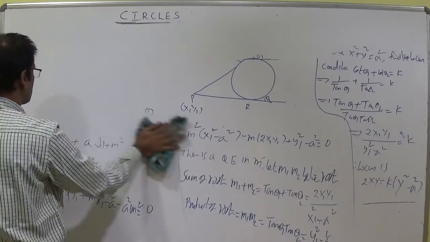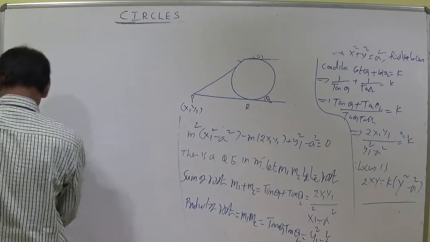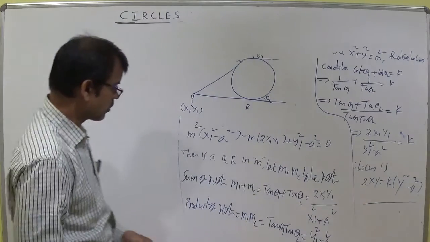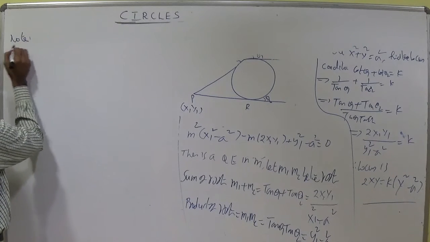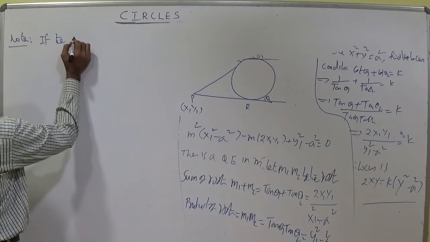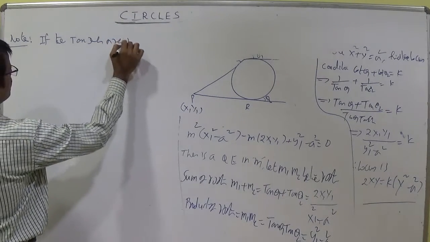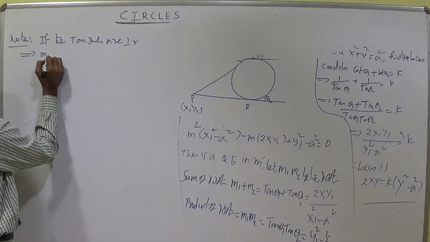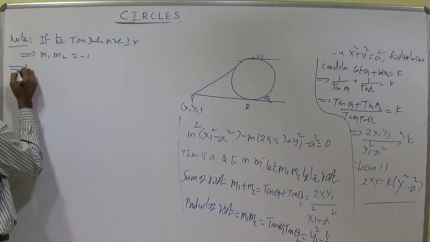This is simply making a positive angle, making theta 1, theta 2 inclination with the positive direction of x-axis. If the angle between tangents, if the tangents are perpendicular, then what becomes now? Note, you write. If the tangents are perpendicular, that implies m1 into m2 is equal to minus 1.